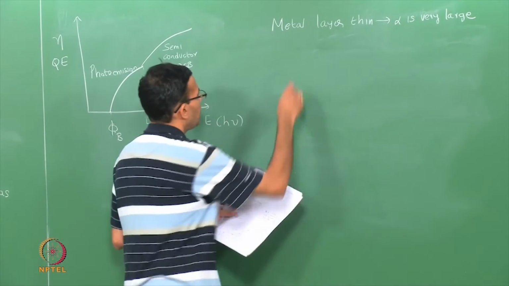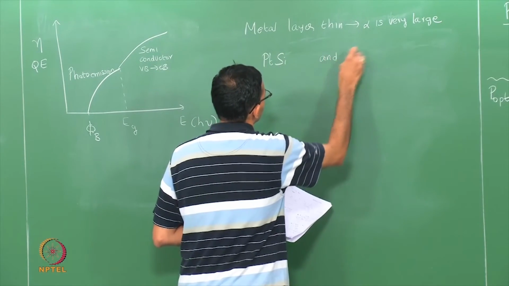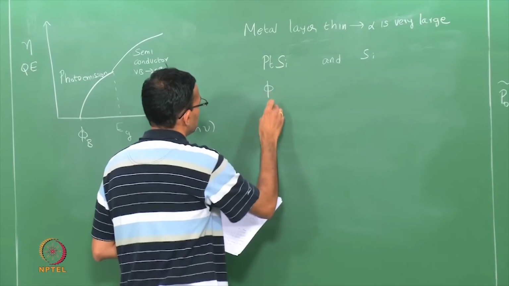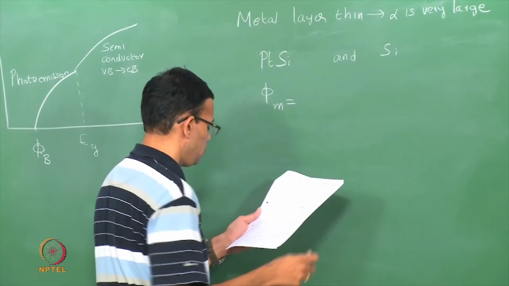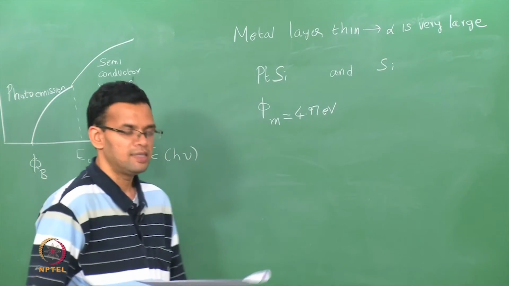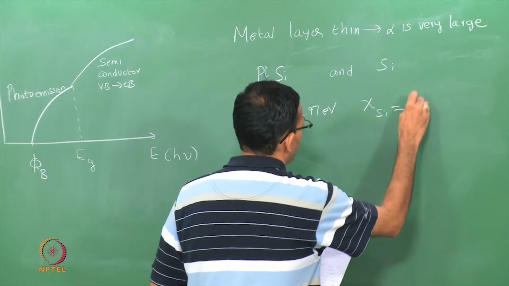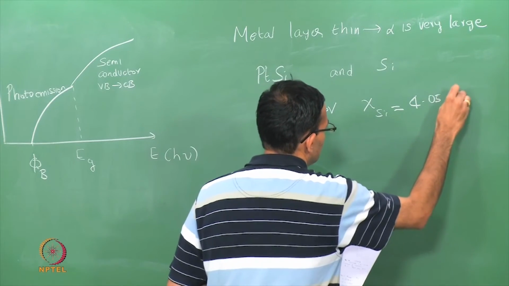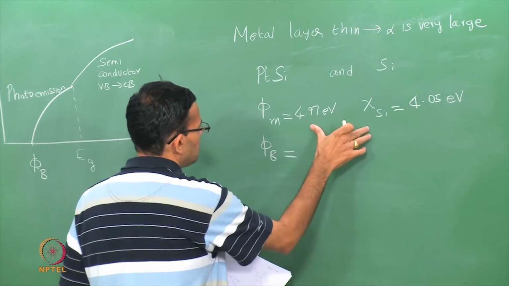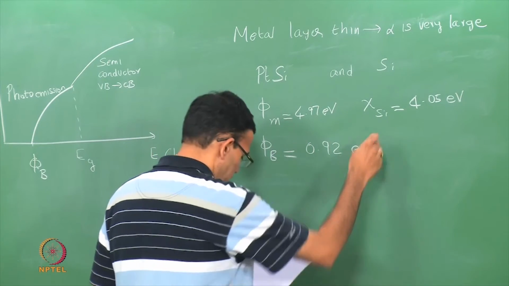For example, if you have platinum silicide and silicon, so platinum has a work function of 4.97 eV, silicon has an electron affinity of 4.05. So, the Schottky barrier phi b is just the difference between these two. So, it is 0.92 eV.